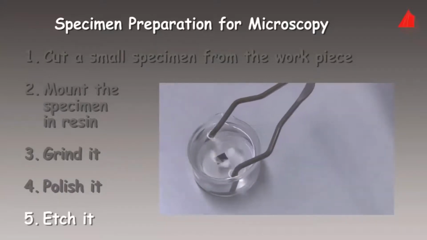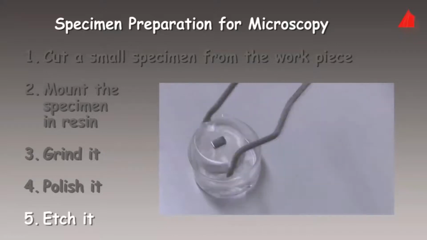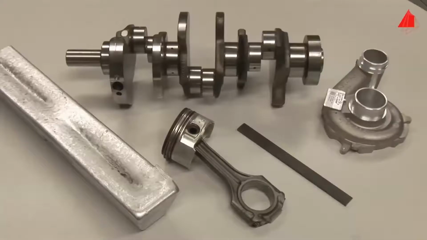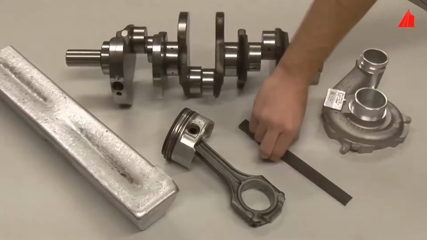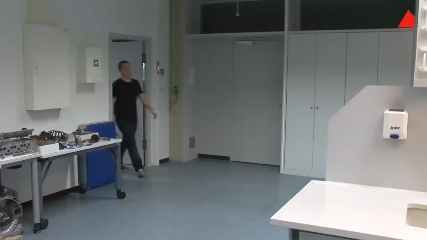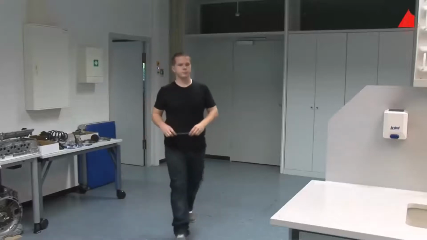Now the specimen is completely prepared and ready for microscopy. As a typical example, we are going to investigate a bar made from a steel used millions of times, the plain carbon steel C45E, with 0.45% of carbon.